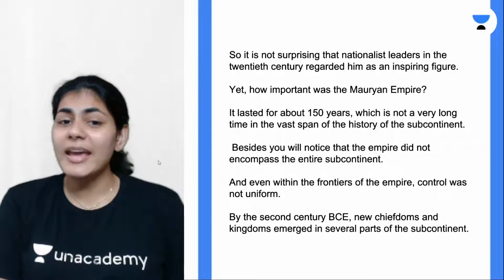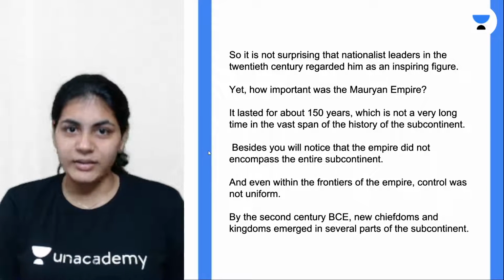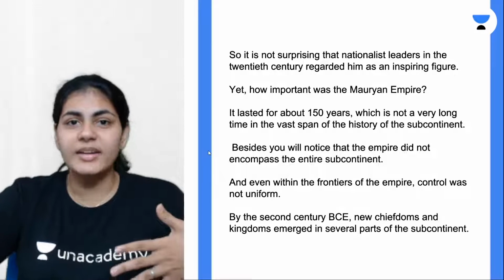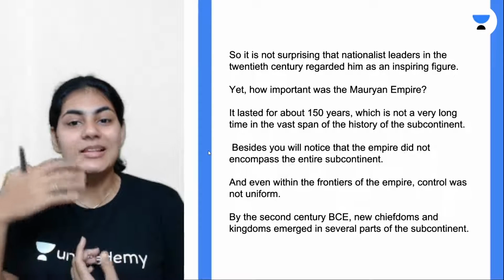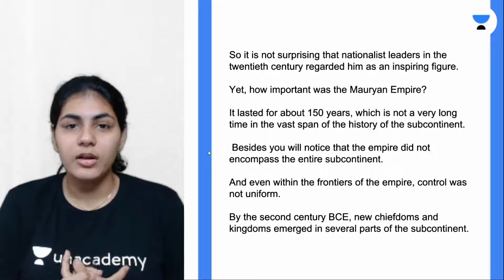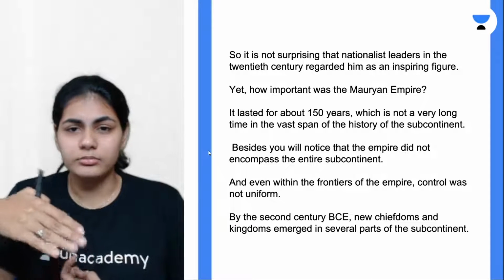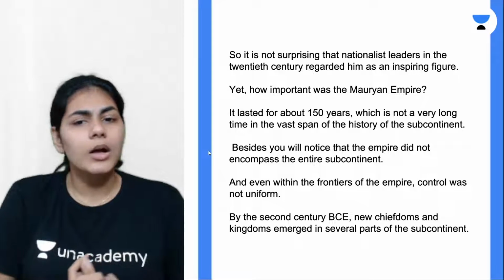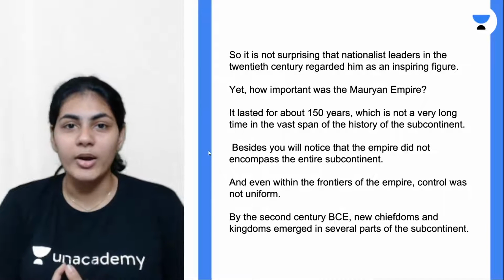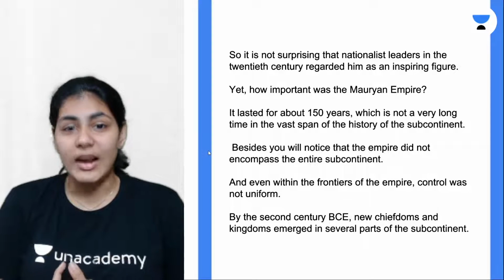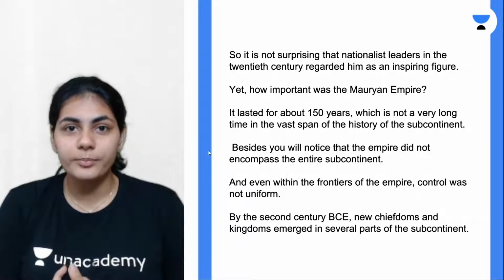And next, agreed, it ruled over so much territory, but it did not encompass the entire subcontinent. All of these northeastern states and South Indian states like Tamil Nadu and Kerala were never a part of the Mauryan Empire, right? If that is the case, why is it so powerful?